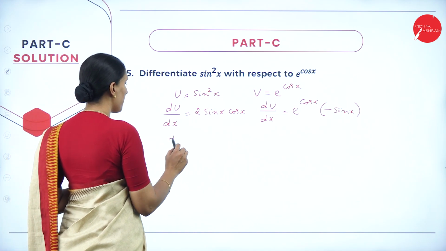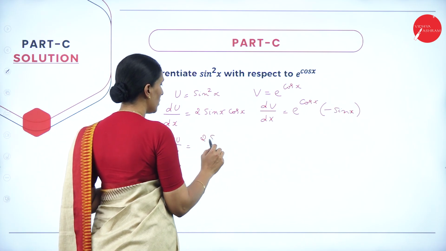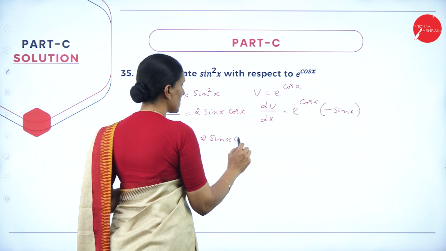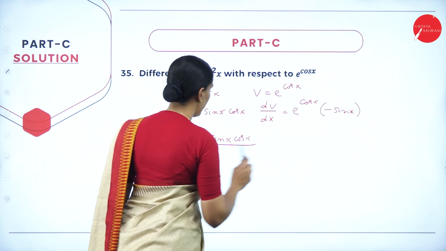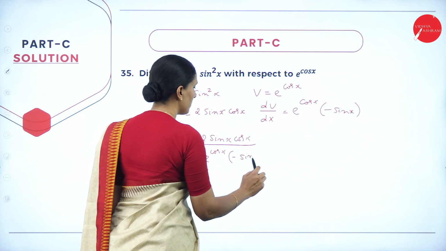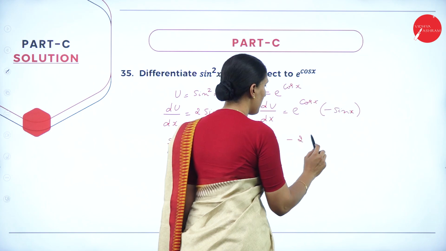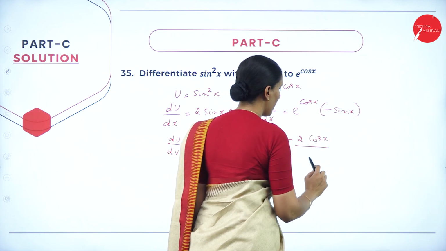Now we need du by dv. So by dividing this, 2 sin x cos x whole divided by e power cos x into minus sin x. So we can cancel sin. Therefore, the answer is minus 2 cos x divided by e power cos x.